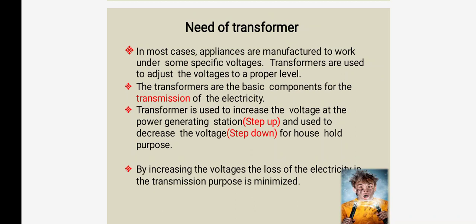The transformer is used to increase the voltage at the power generating station by stepping up action, and to decrease it by stepping down for household purposes. So it can boost the voltage, or improve the voltage level, by step up operation and by step down operation. By increasing the voltage, the losses of electricity in transmission are minimized. So by improving the voltage, the transmission loss is automatically reduced. That is the major reason why we go for the transformer.